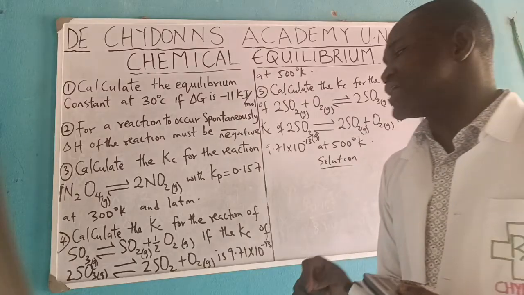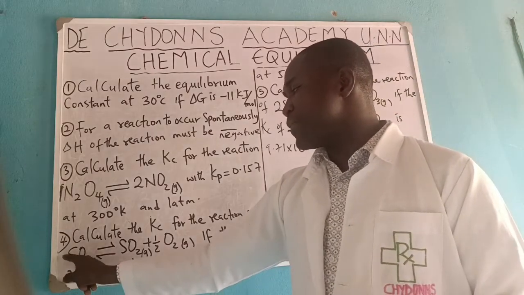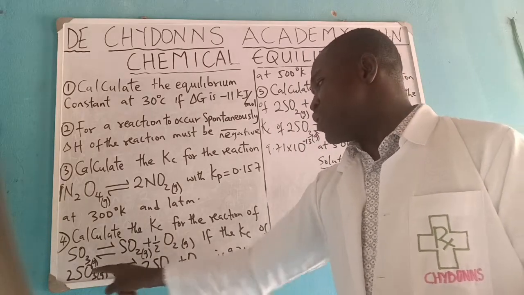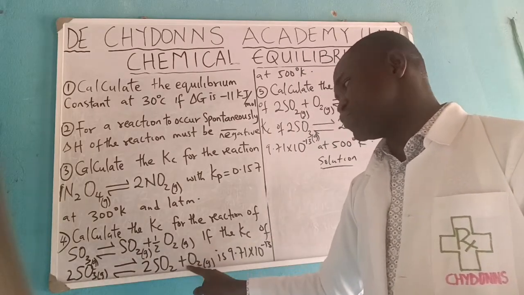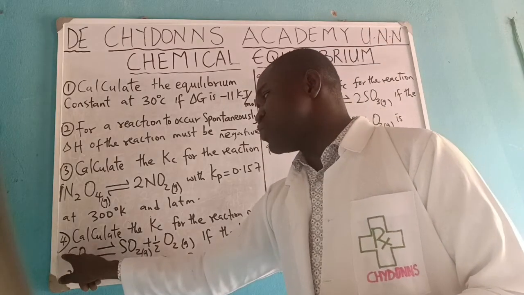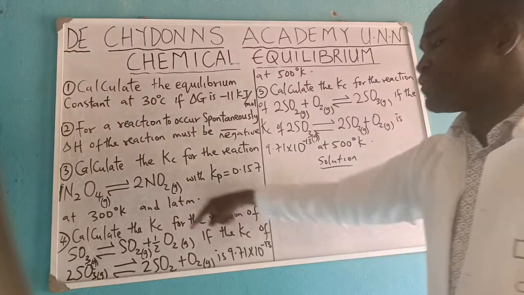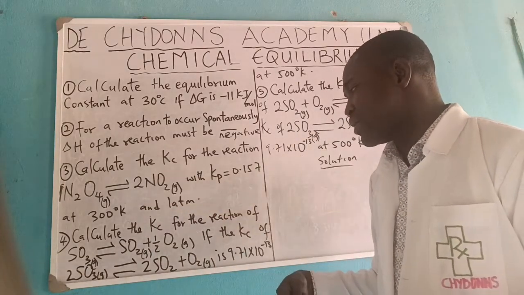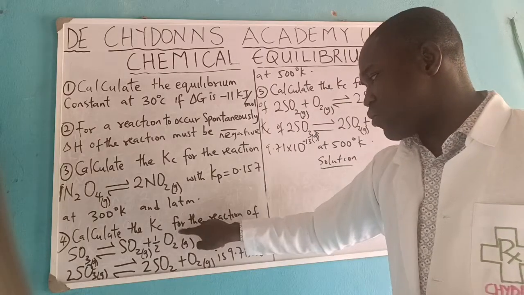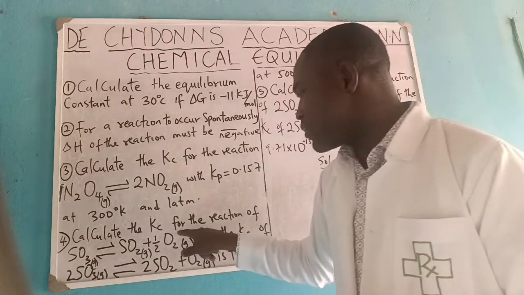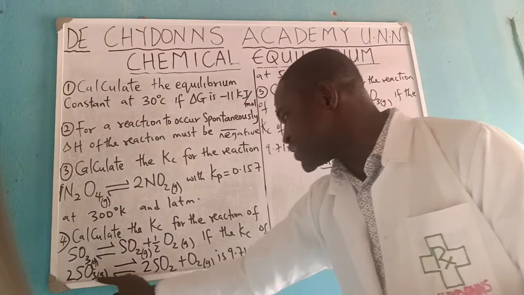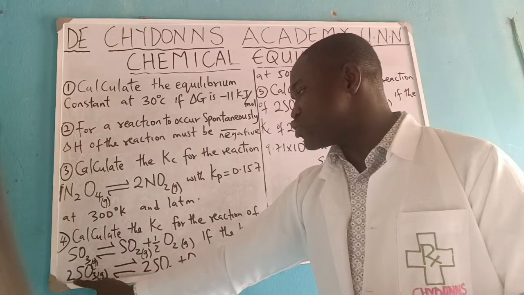Do you notice that when you carry 2 to multiply this, you have 2. When you carry 2 to multiply this, you have 2. When you carry this to multiply this, you have O2. That means the Kc of our first equation can be gotten by dividing everything here by 2. Look at this one, we are looking for this. If you divide this by 2, you have this.